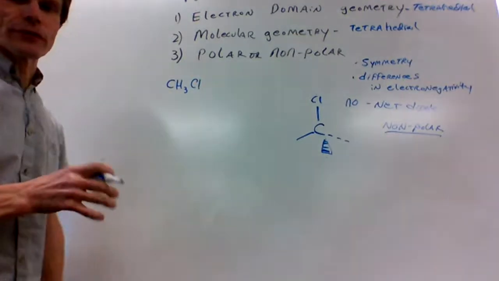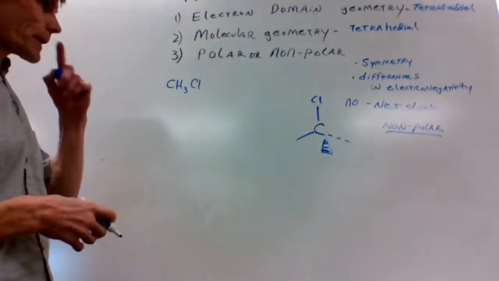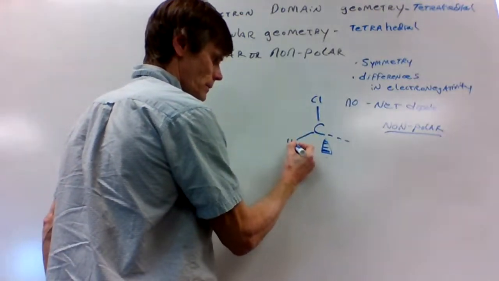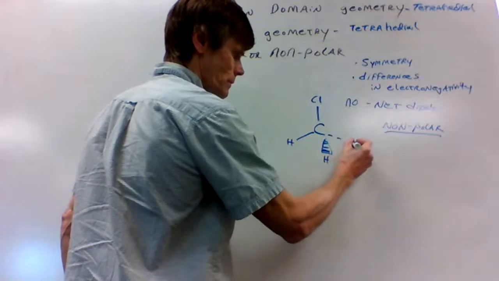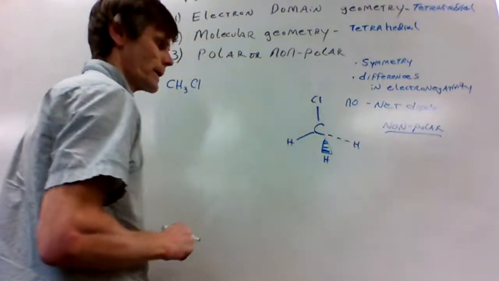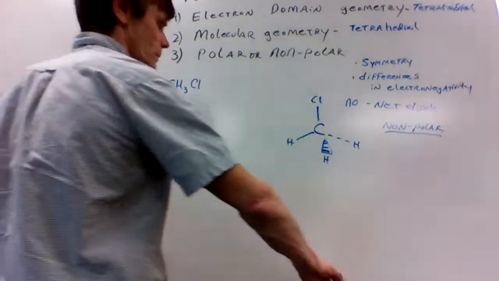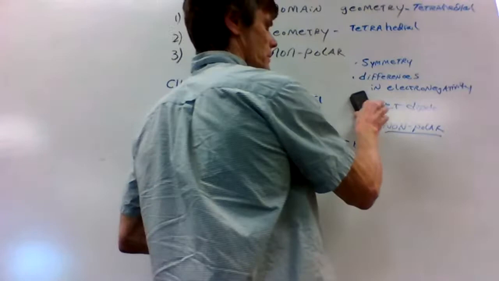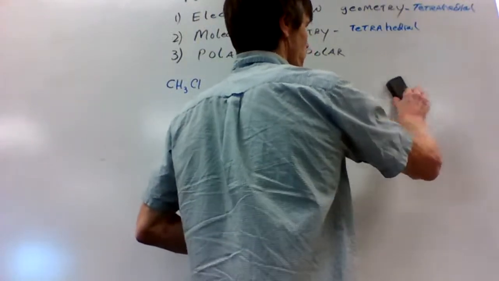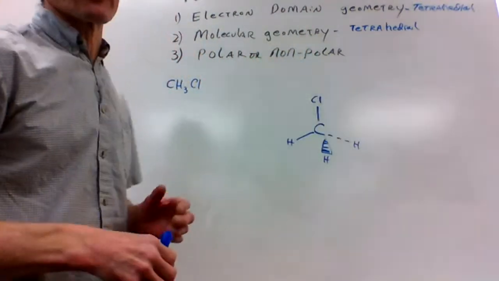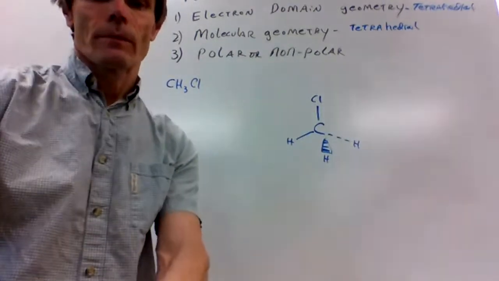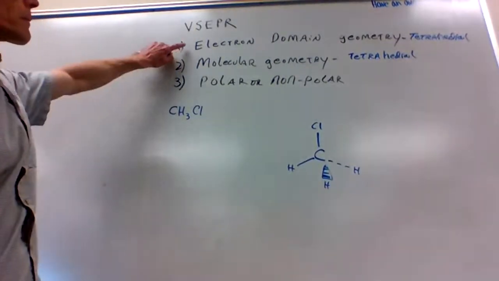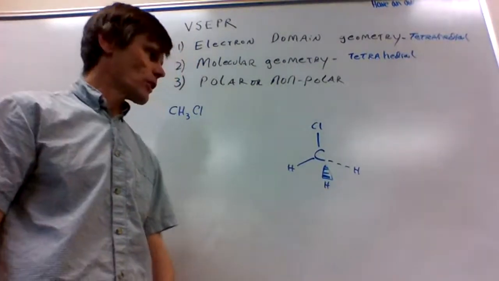I told you in this description, carbon sits in the center. Here's carbon. And it's surrounded by 3 hydrogens and 1 chlorine. There's the molecule that we're thinking about. And let's think about our questions that we were asking earlier. Let's look at the electron domain geometry.